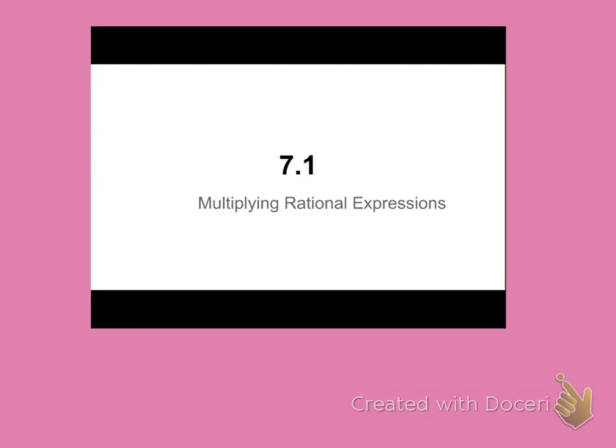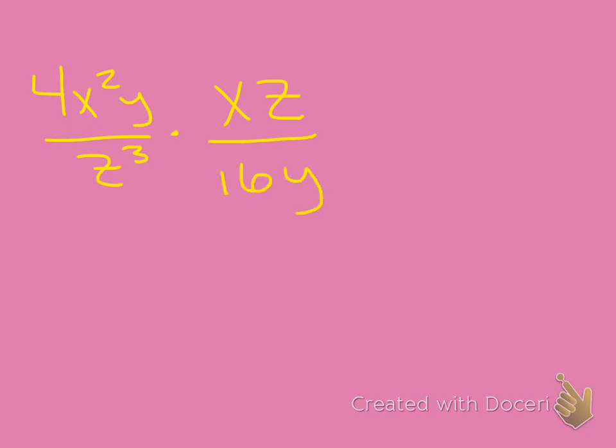Okay, we're going to be multiplying rational expressions. You've been doing this before, but let's go through it, and it's just a little bit longer than they were before. So if we have 4x squared y over z cubed, and we multiply that by xz over 16y, anything that's a diagonal we can cancel from each other, and anything that's up and down we can cancel from each other.